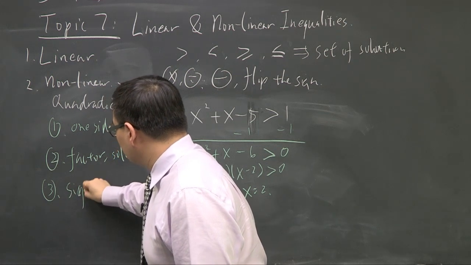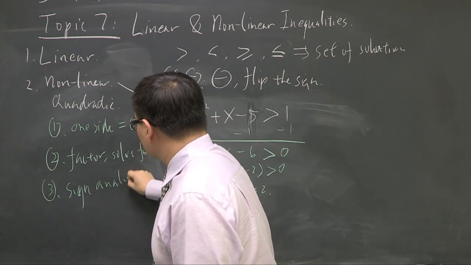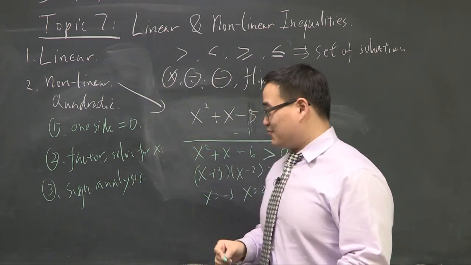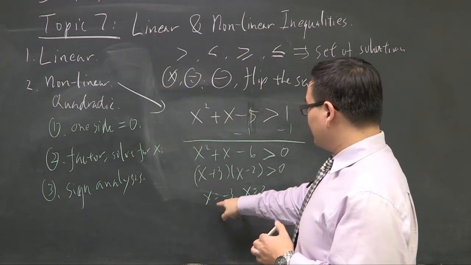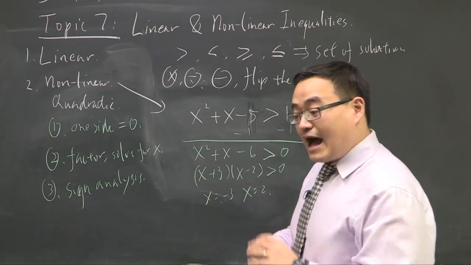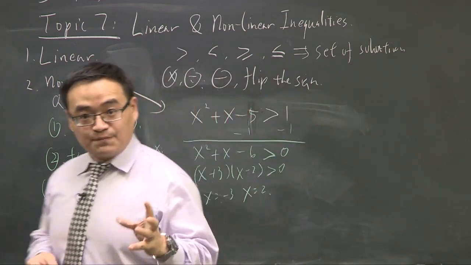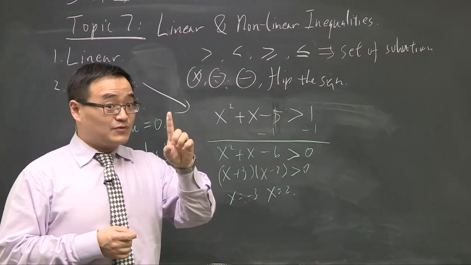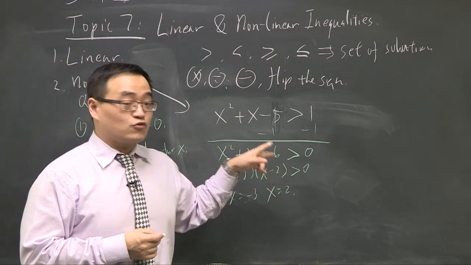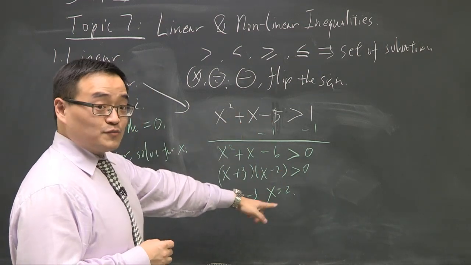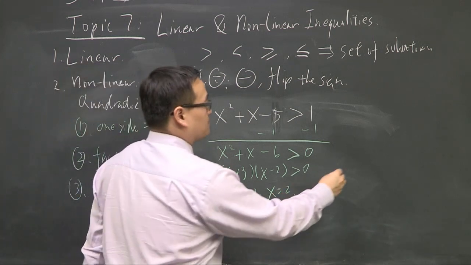And then you need to do sign analysis. Very fancy term for a very simple operation. What I did here is I got two values, x equals negative 3 and x equals 2. I basically found two numbers that will make this expression equal to 0. That's not what I'm looking for. I'm looking for it to be greater than 0. What I have to do is take these two numbers and put them on a number line.